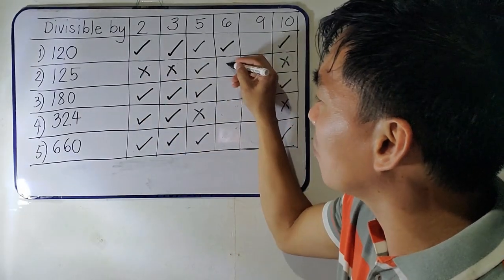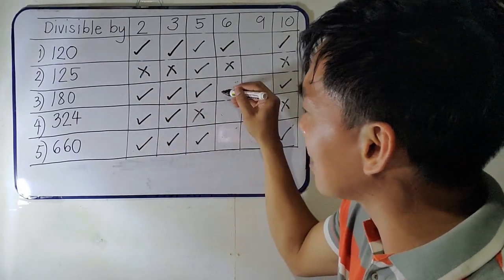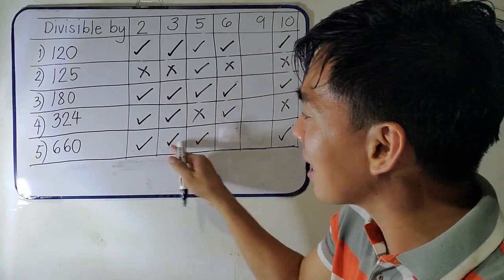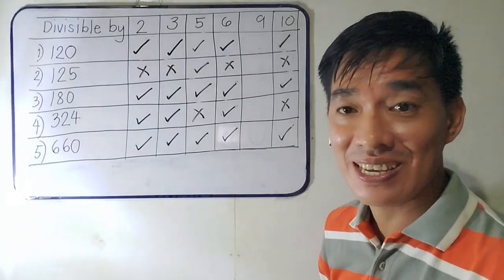Here, that's not divisible by 6. Divisible by 6, yes, of course, because that's divisible by both 2 and 3. Here, that's divisible by 6, and here, that's divisible also by 6.